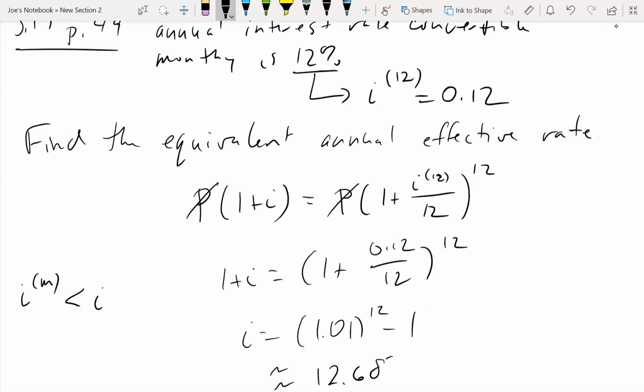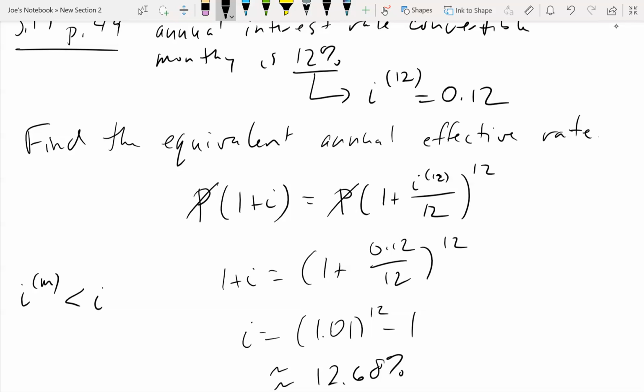12.68%? Hey, look at that. That was an answer on there, too. It was letter D. By the way, all your answers to these problems are in the back of the book. Well, at least the actual answer, the letter answers are in the back.